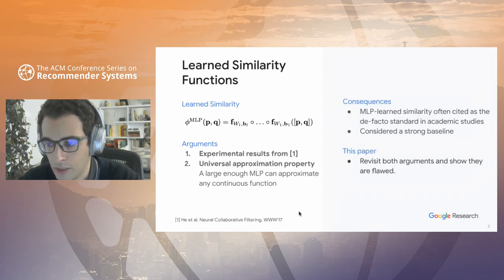And as a consequence, MLP learned similarity has become the de facto standard in many academic studies, and it's often cited as a strong baseline. So in this paper, our goal is to revisit these two arguments and show that they are both flawed.